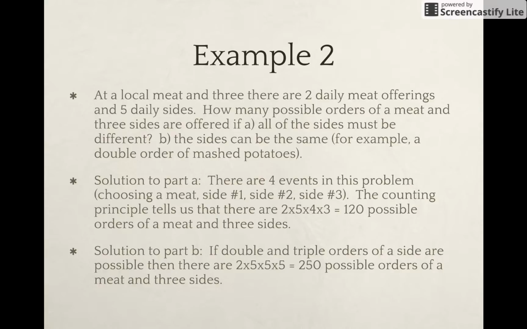When we go to part B, we see that we're allowing the double and triple orders, and we still have 4 events. But in this case, the product is 2 times 5 times 5 times 5, because each of those sides is allowed to be repicked. That results in 250 possible orders of a meat and 3 sides.